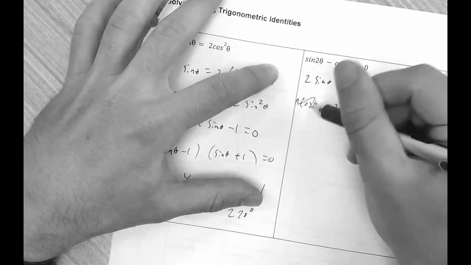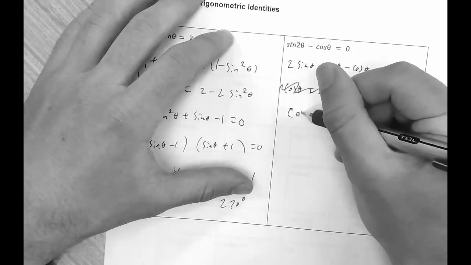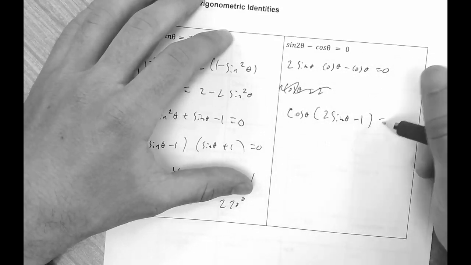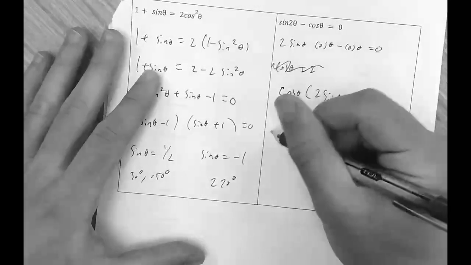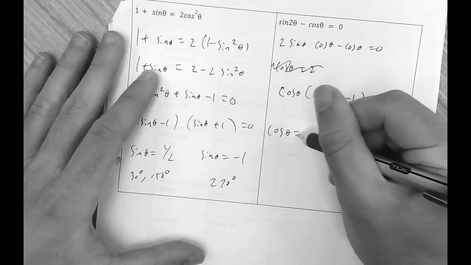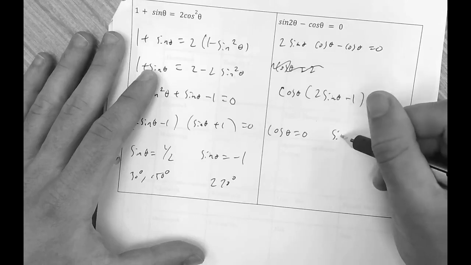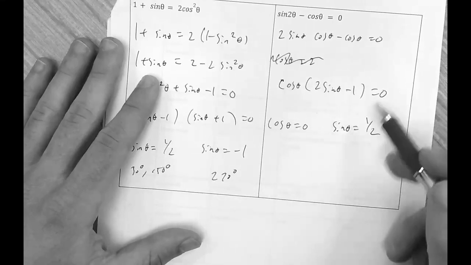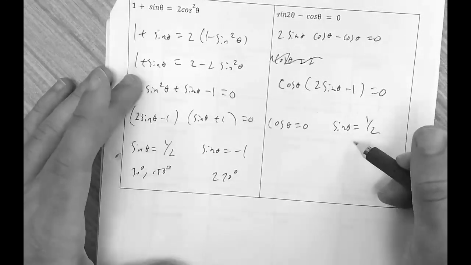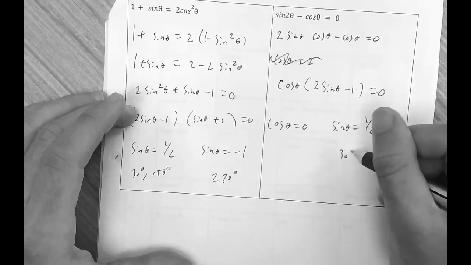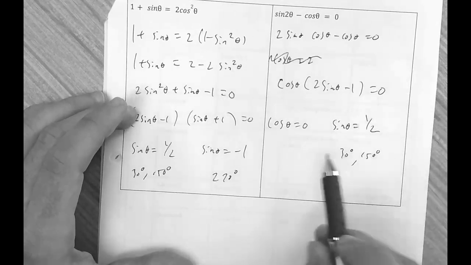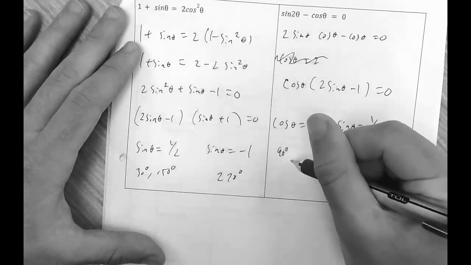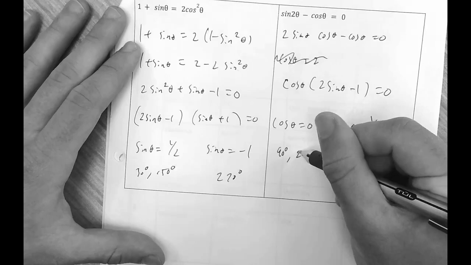Let's take the cosine theta out of both of these, and then we'll be left with 2 sine theta minus 1 equals 0. And then same thing, we're going to set each of those individually equal to 0. Cosine theta equals 0. And then this will be sine theta equals 1/2. I'm setting that equal to 0 and then adding 1 and dividing by 2. When does that happen? It's the same as over here, 30 degrees and 150 degrees. And then when does cosine theta equal 0? That happens at 90 degrees and at 270 degrees.